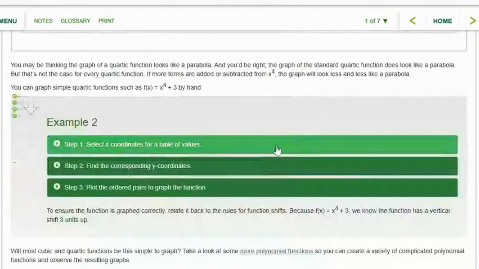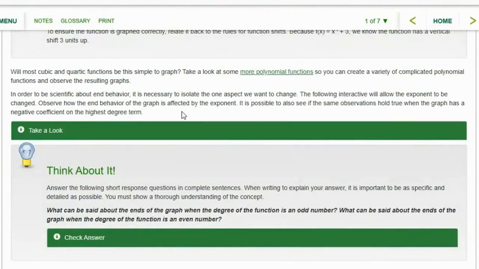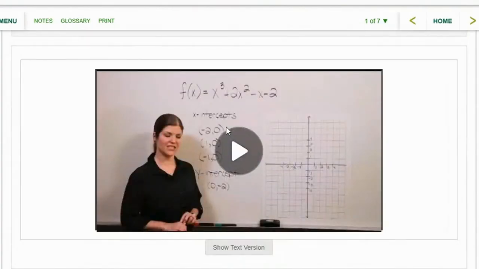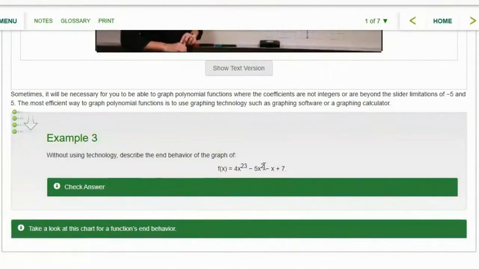You might be thinking the graph of a quartic function looks like a parabola. You're right, except it doesn't exactly. You can graph this by hand. We're not going to worry about graphing it by hand. Will most cubic and quartic functions be as simple to graph? Well, yeah, she's showing how to do it by hand. We're not going to watch that video.